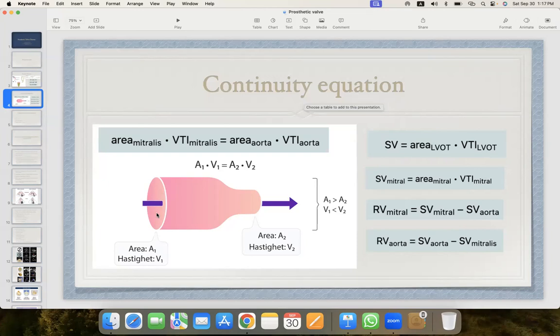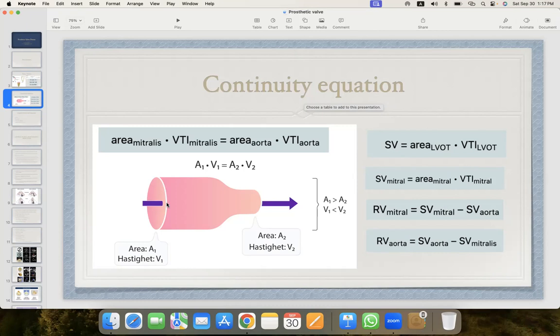But the other way to do this is to use the RVOT. Instead of the LVOT, you can use the RVOT, assuming that you don't have significant pulmonary regurg. And this is a very important point. The other point is, let's say the patient doesn't have aortic regurg, has a normal aortic valve, and you want to calculate the mitral valve area, and the patient has mitral regurg, can we calculate it?